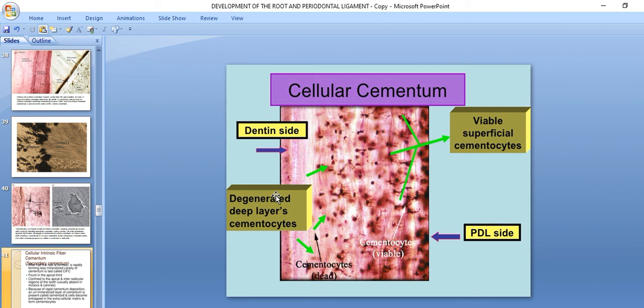And the cementocytes define this arrangement by creating compartments running parallel to the root surface with their cytoplasmic processes. And here you can see viable superficial cementocytes. This matrix is mineralized along a mineralization front, which is roughly 200 micrometers away from the advancing root edge. The initial mineralization happens relatively quickly, and subsequent layers are formed far more slowly.